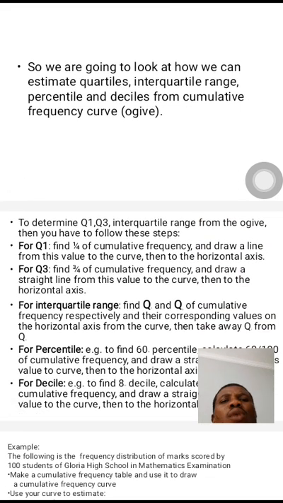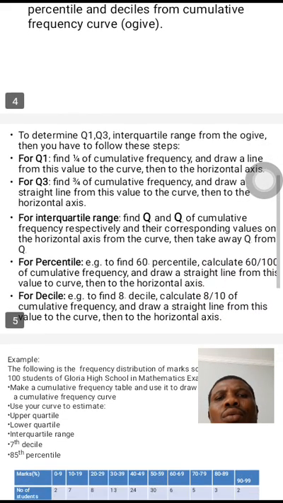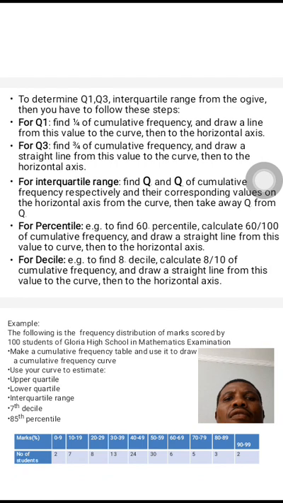So what we are going to do today is very simple. We are going to determine or estimate percentile, interquartile range, quartile, and decile from cumulative frequency curve, OGIF. Now, how do you go about it? For you to determine Q1 and Q3, interquartile range, percentile, and decile from the OGIF, you have to follow these steps.